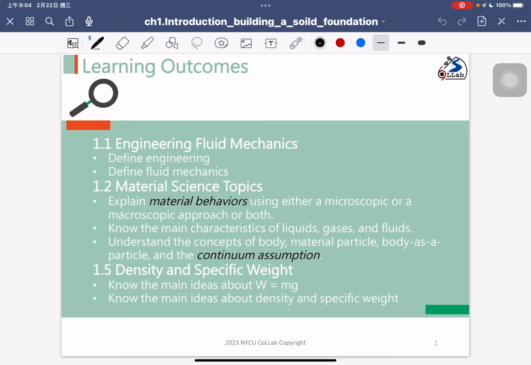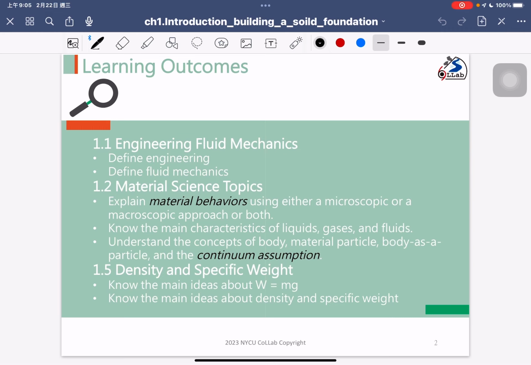As you know, the major topic in this class, our target, is the fluid. So I need to tell you how we define fluid materials in the class. As we know already, there are three types of materials: solid, liquid, and gas. How can we distinguish them from each other? We need to base it on material behaviors first.